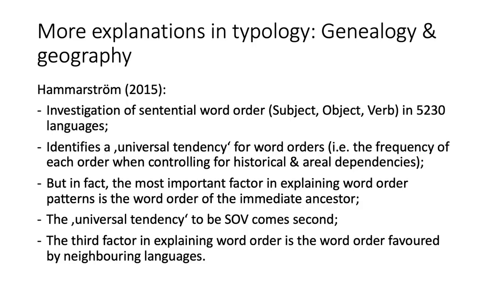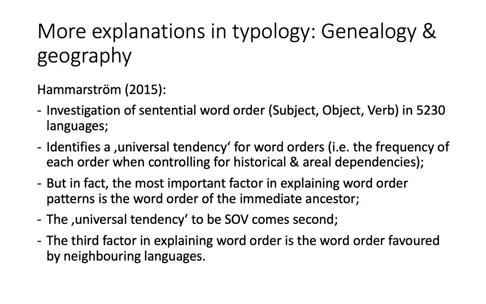As an example, take Hammarström 2015, which is a study on the word order of subject, object, and verb in 5,230 languages. This is the biggest sample I know of. This study identifies a universal tendency for word orders, in other words, the frequency of each possible order when controlling for historical and areal dependencies. And it finds that SOV order, when taking these dependencies into account, is the most favored word order.